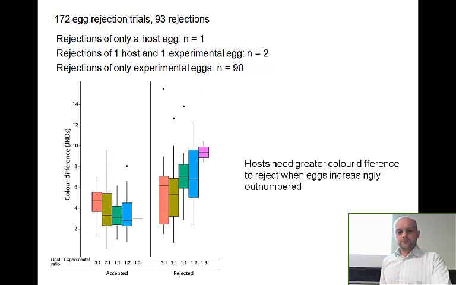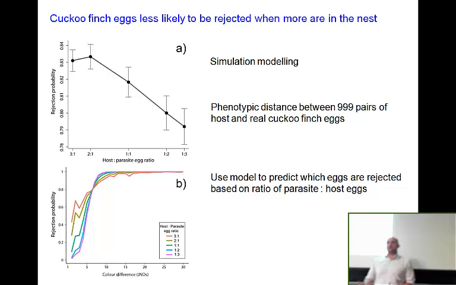The flip side of this is that it could actually benefit the parasite to lay multiple eggs in the same nest. So one of the ways you can get at this is you can take real cuckoo finch eggs and compare the difference between those and the host eggs, and then plug those differences into the egg rejection models to predict which eggs should be rejected when you have different proportions of them in the nest. And so what we find is cuckoo finch eggs are significantly less likely to be rejected when they outnumber the host eggs, but in particular, they're far less likely to be rejected when they have very good levels of mimicry and when they outnumber the host eggs.